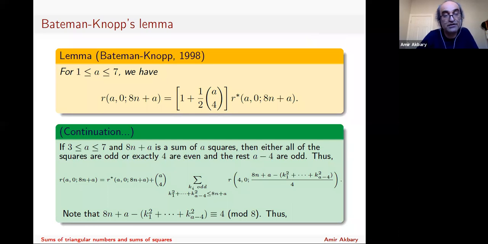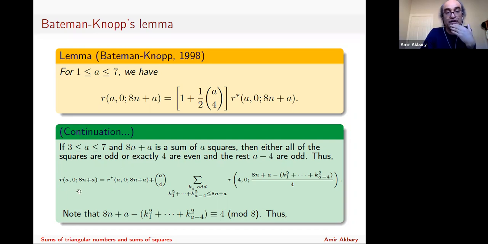So suppose A is between 3 and 7. Sorry, here I should say A is bigger than or equal to 4. So suppose A is 4, 5, 6, or 7, and assume that 8n plus a is the sum of a squares. Then we have two possibilities: either all of the squares are odd, or exactly 4 of them are going to be even, and the rest of them are going to be odd. So again, that simple congruence that I mentioned at the beginning resolves this.